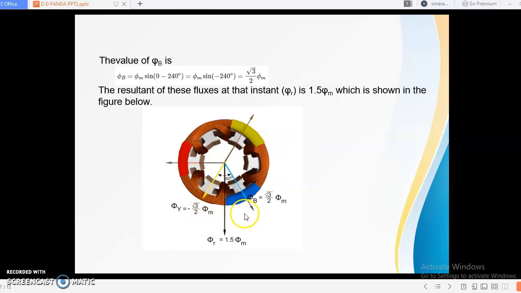The resultant of phi y and phi b is this phi r. Its value is 1.5 phi m. This 1.5 phi m can be derived by the law: when two equal vectors are apart from each other with an angle of theta, here it is 60 degree, then the resultant formula is phi r equals 2P cos theta by 2, where P is the individual magnitude of the fluxes. If we put that value, we will get phi r as 1.5 phi m.